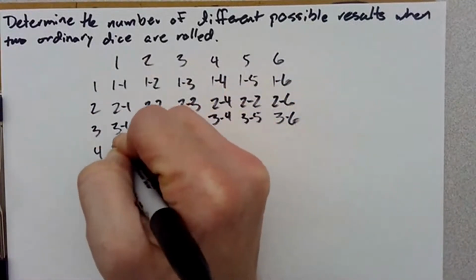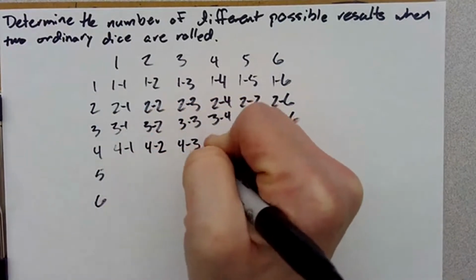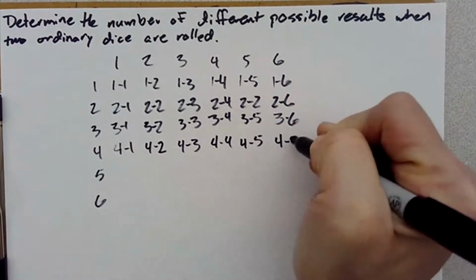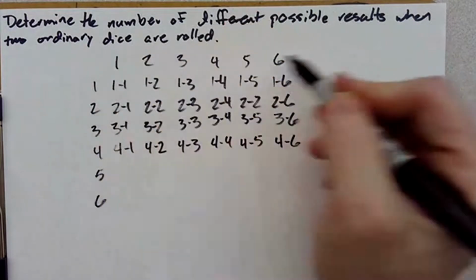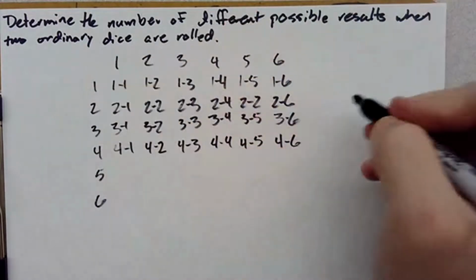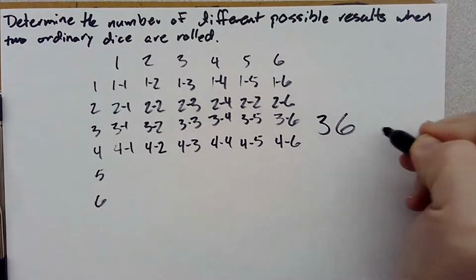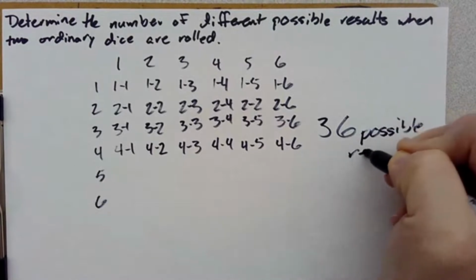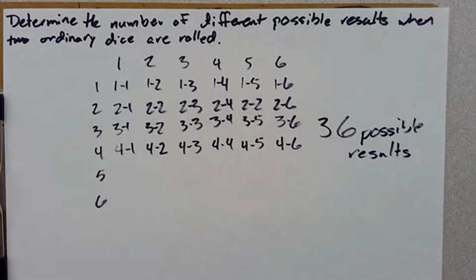So clearly for 1, for 2, for 3, for 4, for 5, for 6, and we're going to count all of these. So we see that there are 6 possible results on one die, 6 possible results on the other, giving us a total of 36 possible results. Which is just a matter of multiplying the numbers.